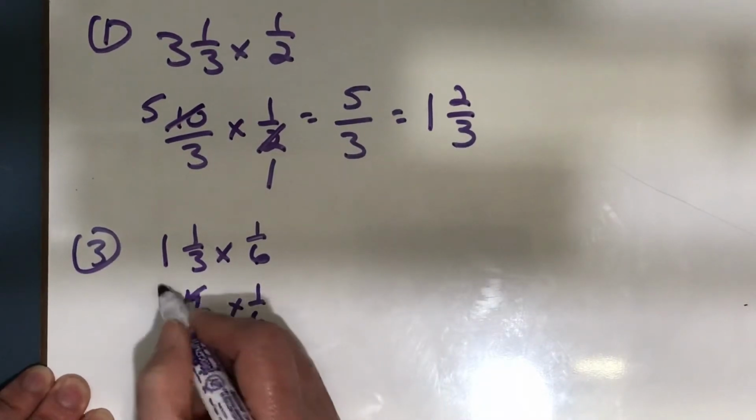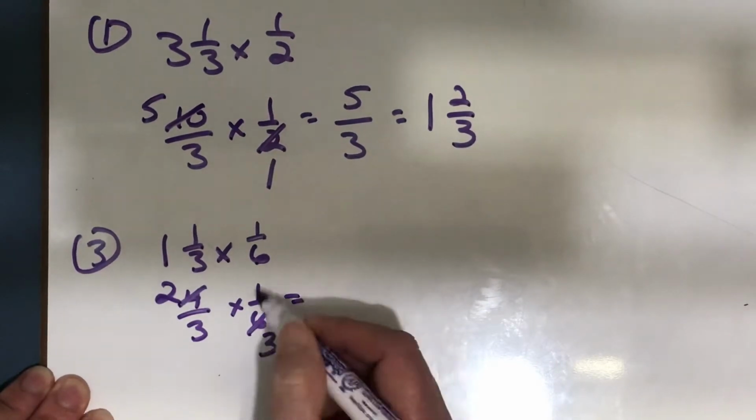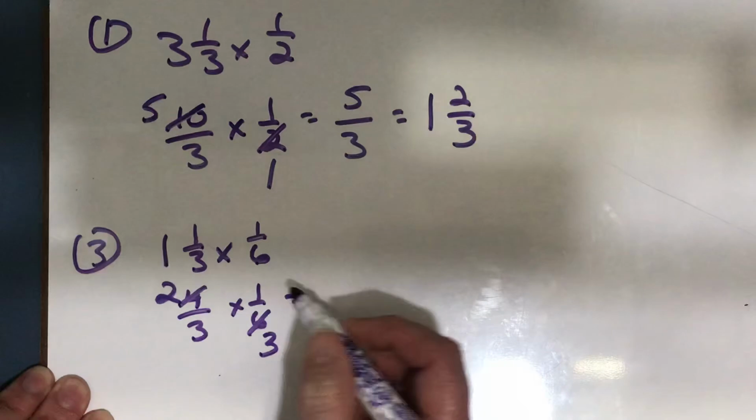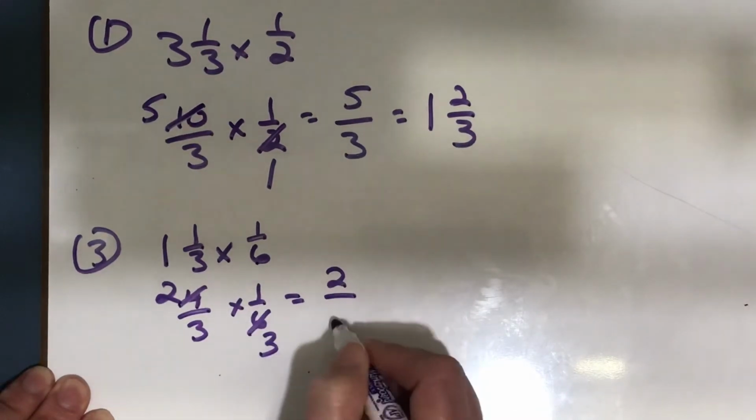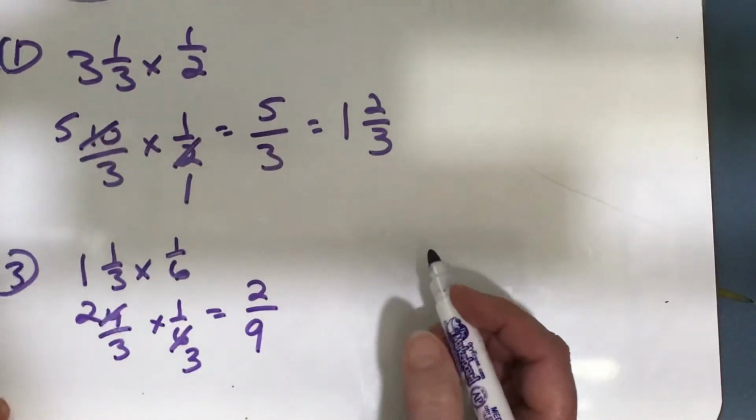So 2 goes into 4 2 times. 2 goes into 6 3 times. There's nothing else that I can simplify. So 2 times 1 is 2. 3 times 3 is 9. So it's 2/9.